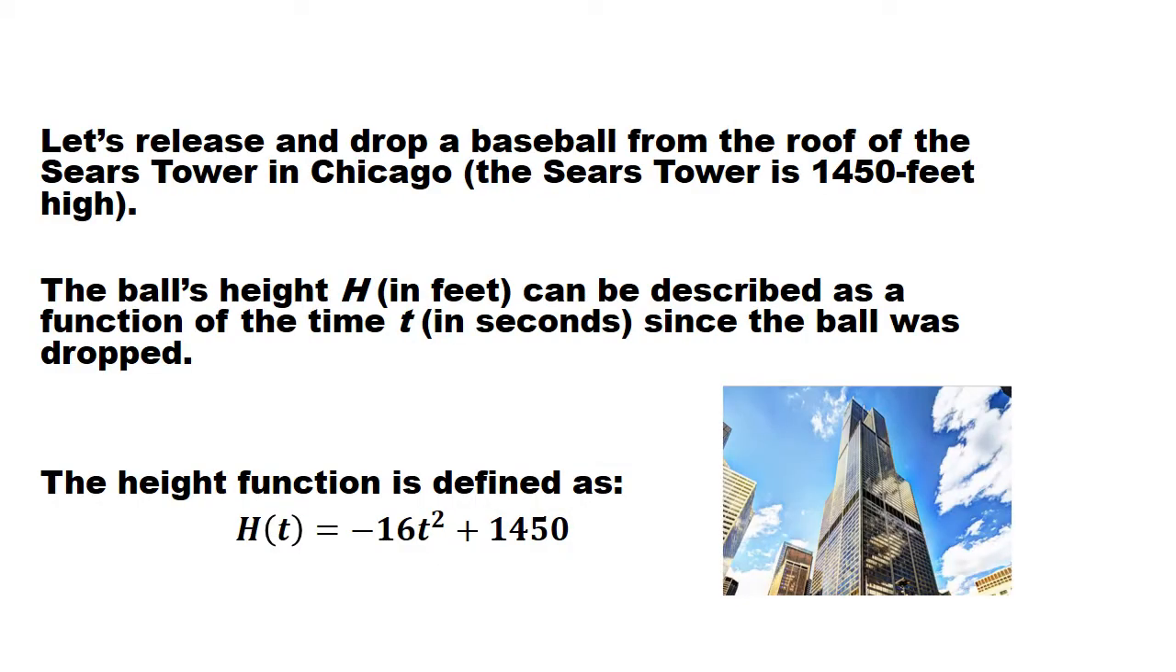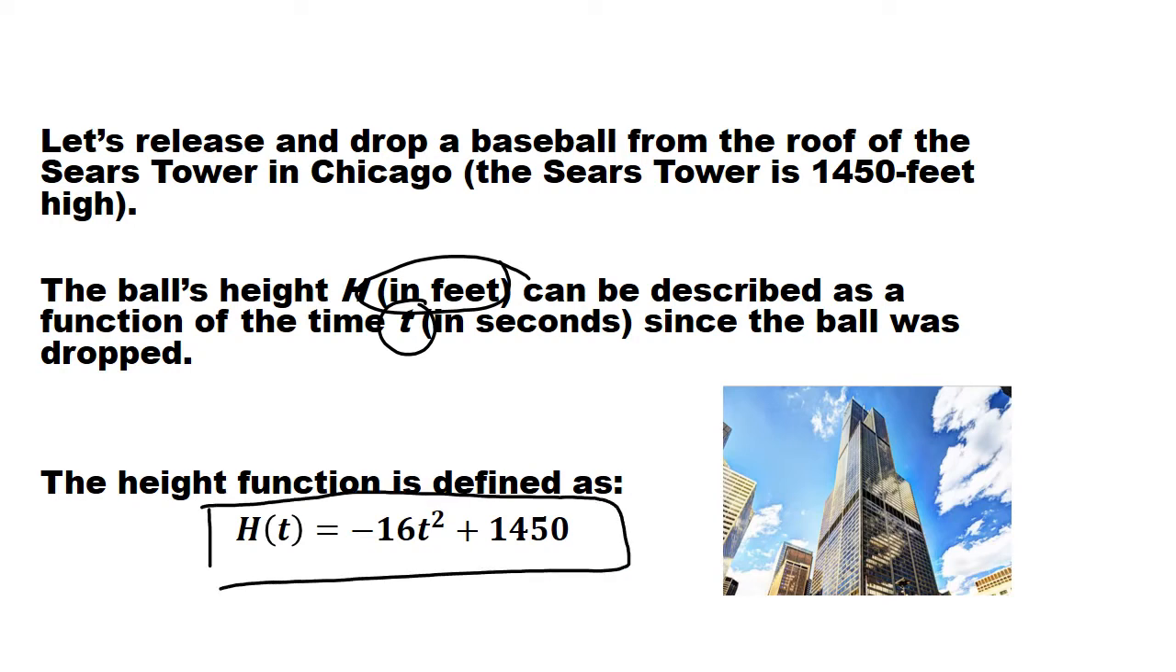So let's release and drop a baseball from the roof of the Sears Tower in Chicago. The Sears Tower in Chicago is 1,450 feet high. So the ball's height, which we're going to call h, is given in feet and can be described as a function of the time t since the ball was dropped. We're going to measure that time in seconds. And we are going to express the height function as negative 16t squared plus 1450. So this is h of t.